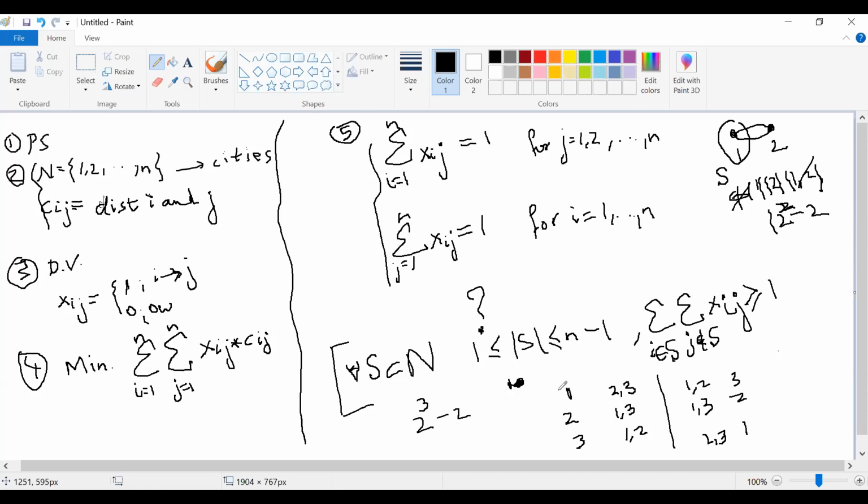So we have to look at all these possible subsets, each one of them in this final constraint. To do that, we have an order of 2 to the power n minus 2. So 2 to the power n minus 2 is the running time of this constraint itself, which ensures that there is no subtour. So that's why this is a non-polynomial problem, an NP problem, and it takes non-polynomial time to solve.